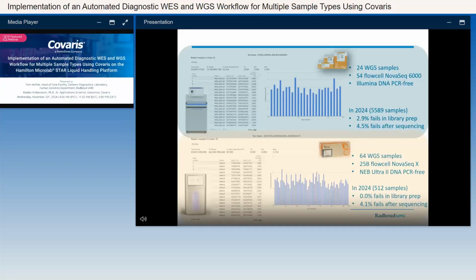Below is our new workflow, which has only been live for 1 month: 64 whole genome samples on a 25B flow cell with the NEB Ultra 2 DNA PCR-free kit. In 2024, we did 512 samples, with 0% fails in library prep and 4.1% fails after sequencing, also drops below the 25x.